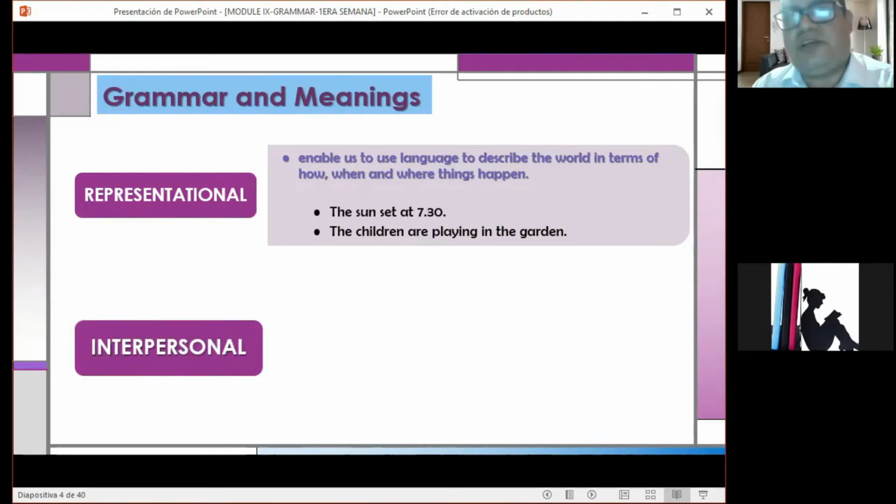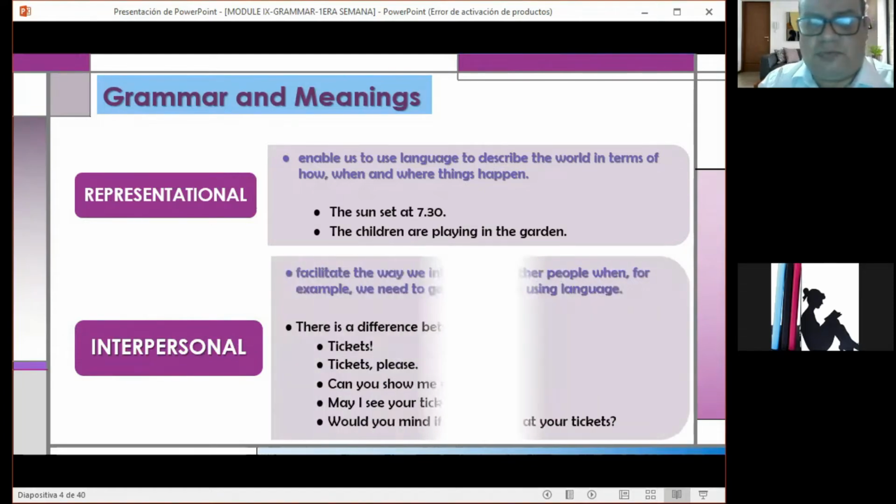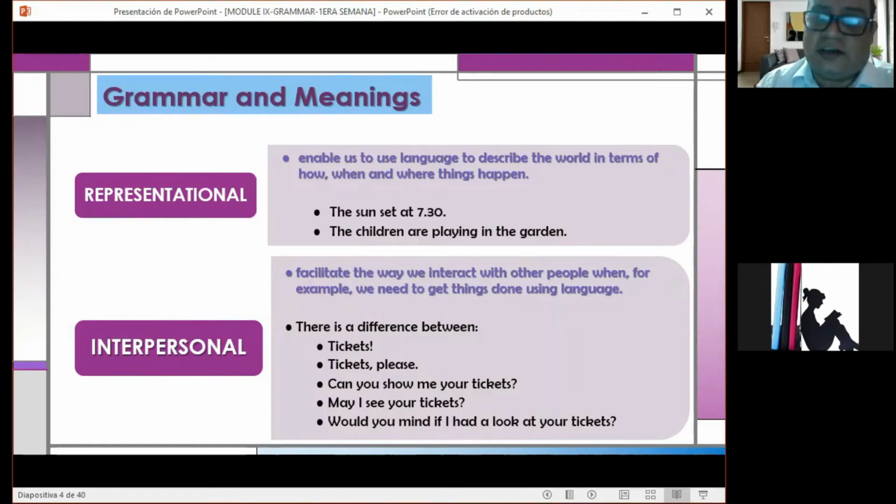Let's pass to the second meaning that we could give with grammar. The interpersonal meaning. Interpersonal meaning facilitates the way we interact with other people when, for example, we need to get things done using language. So these are the meanings that we use to interact with other people. Here you have an example of when we want to get things done using this language, this meaning. Look at the example below.